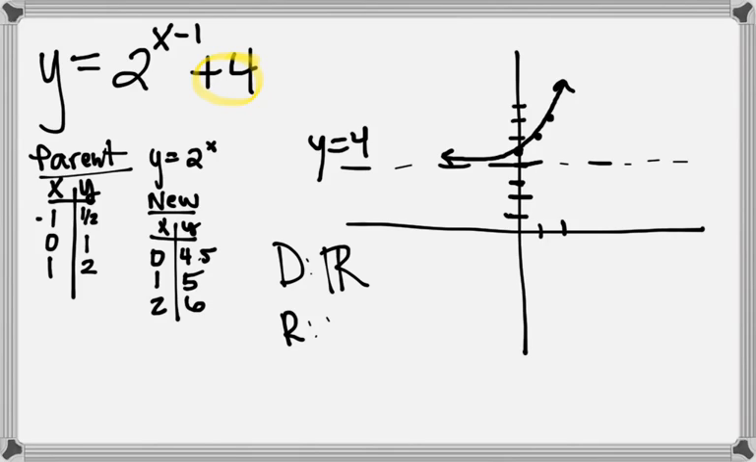So what's my asymptote? Well, we've got it written right there. It's y equals 4. So your graph is above that, so you say y is greater than 4. Okay? What about the increasing interval? It's increasing because it's going up.